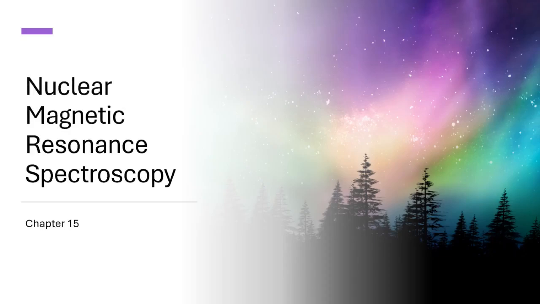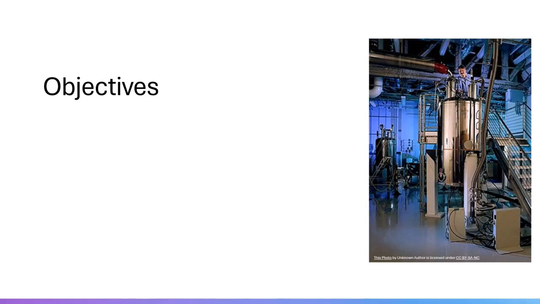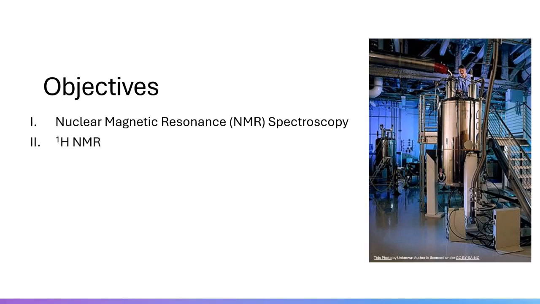Nuclear Magnetic Resonance Spectroscopy, Chapter 15. Objectives: 1. Nuclear magnetic resonance or NMR spectroscopy. 2. 1H NMR. 3. Carbon-13 NMR. And 4. DEPT.